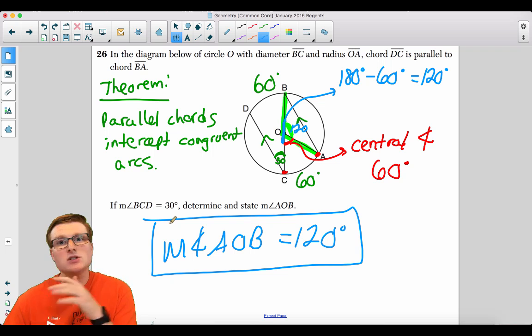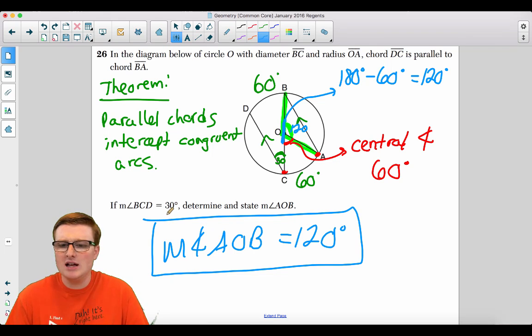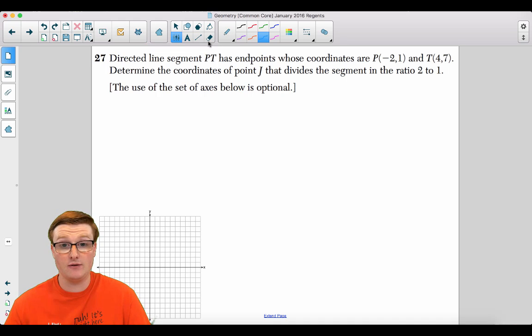So as you can see, that's why geometry is so difficult, because there are so many concepts in one question. There were, I think, 3 or 4 concepts in this one question. It's a lot of work. So please make sure that you know your stuff.